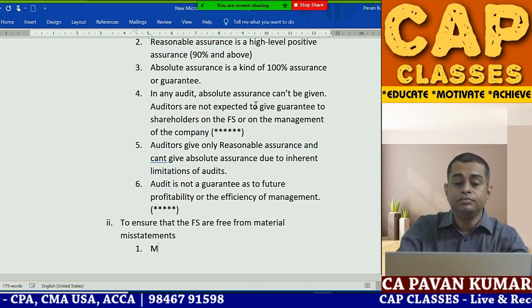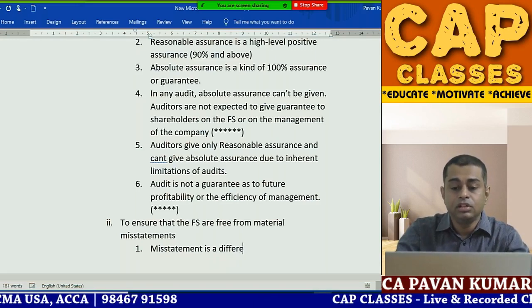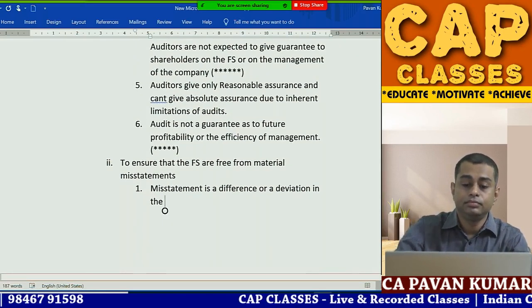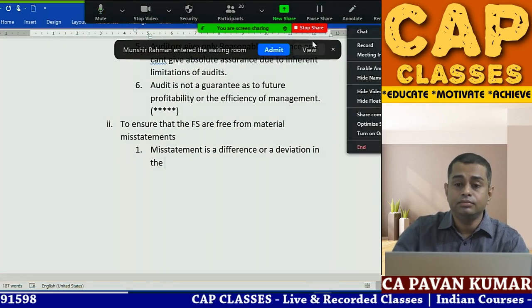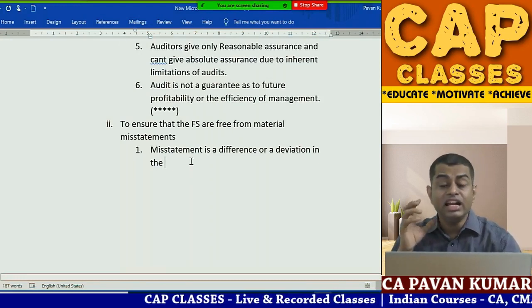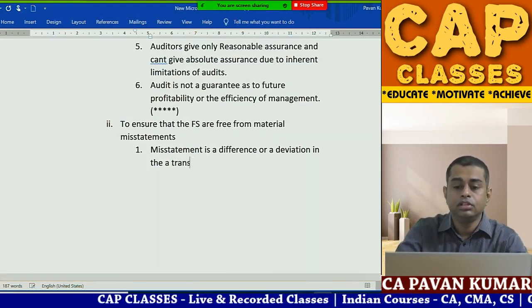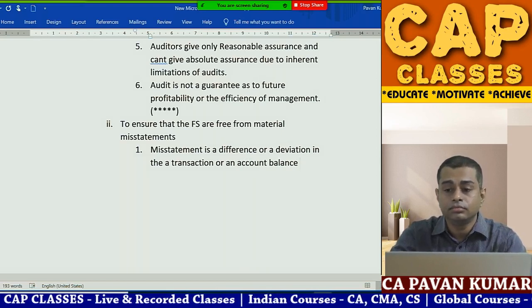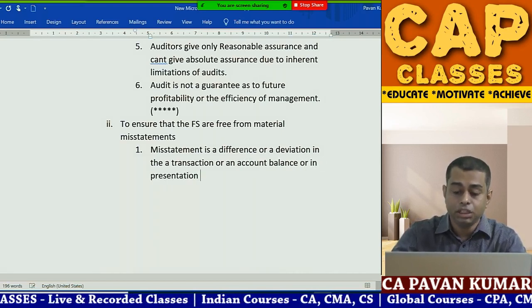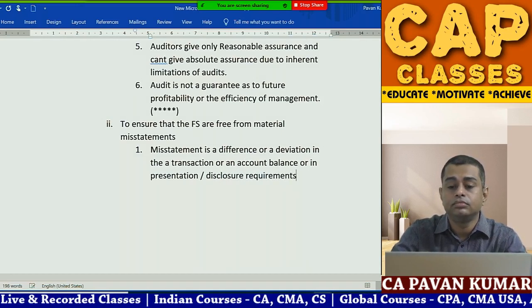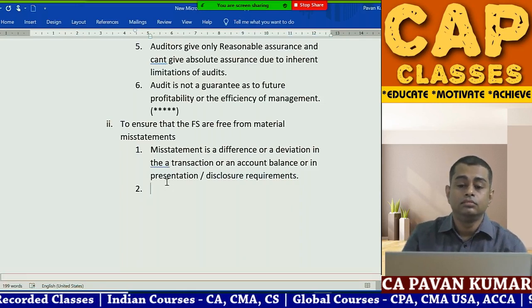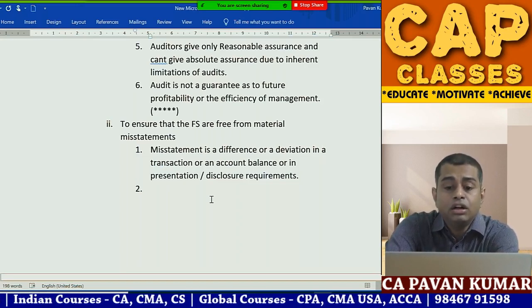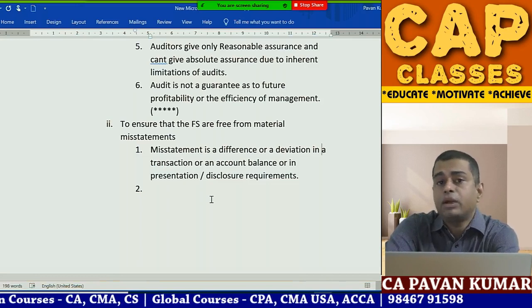Okay, under that, write down point number 1. Misstatement is a difference or a deviation in a transaction or an account balance or in presentation or disclosure requirement.